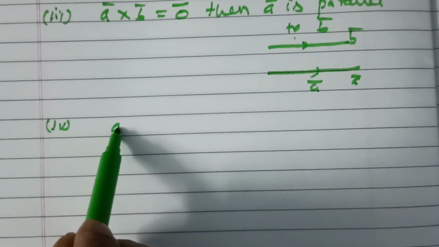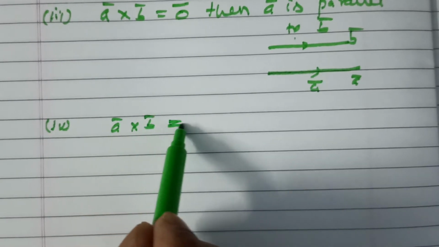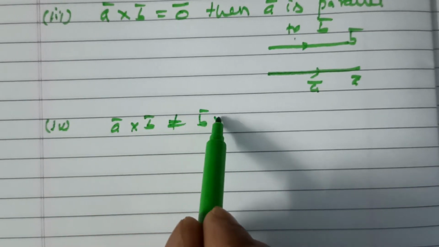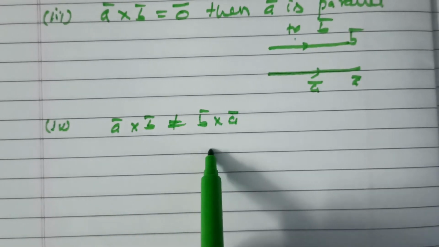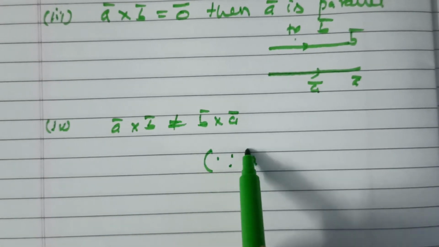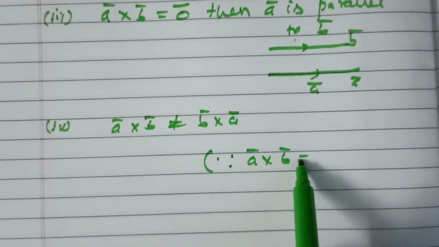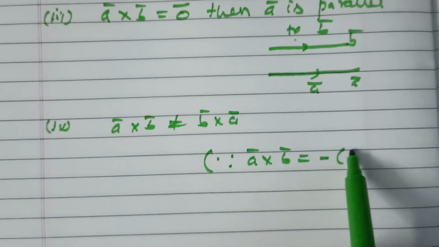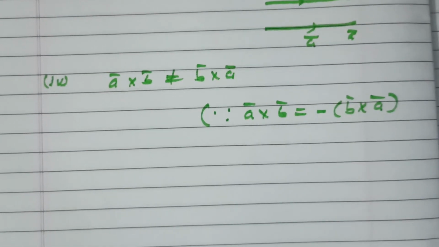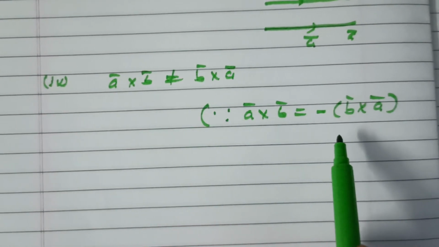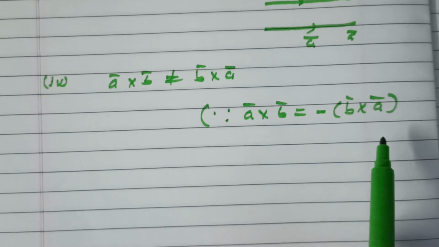Next, fourth one, A bar cross B bar is not equal to B bar cross A bar, but A bar cross B bar is equal to minus of B bar cross A bar. Exactly not equal to, but minus times B bar cross A bar.